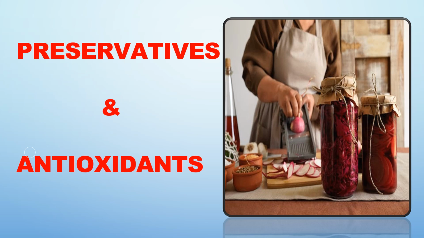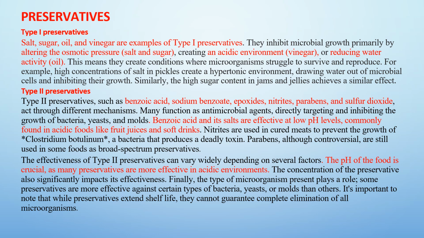Everyone, today we are going to see about preservatives and antioxidants that are used in food chemistry. First, preservatives. There are two types. The first type is all natural, like salt, sugar, oil and vinegar. And the second type is chemical preservatives.